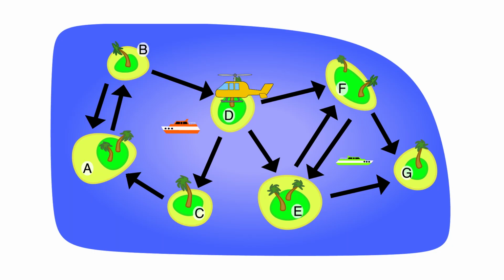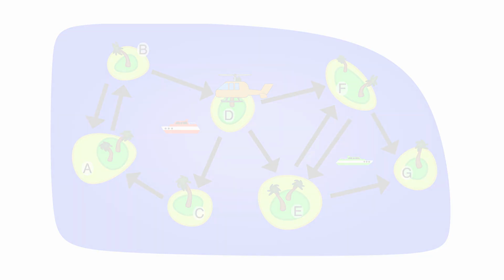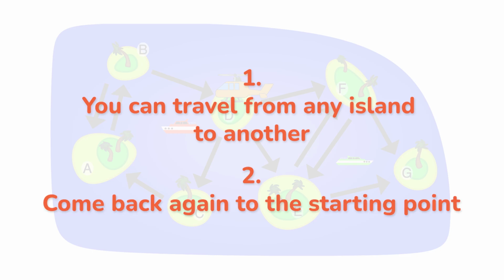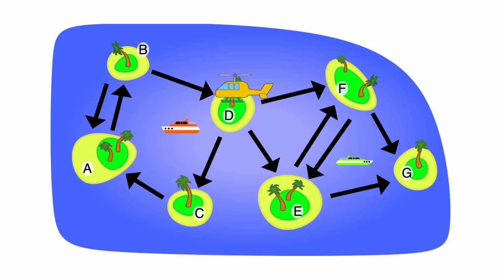Since the team must return to their helicopter, they can only visit islands where they can travel and still come back again using the ferry. So we need to look for groups of islands where you can travel from any island to another and also come back again to the starting point. Inside these groups, the team can move around freely using the ferry following the arrows, visiting as many islands as possible and still return to their helicopter.